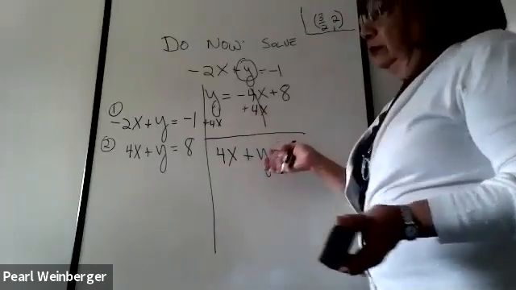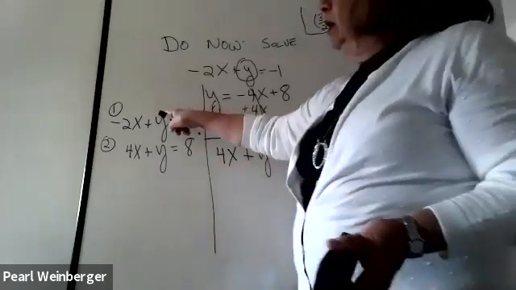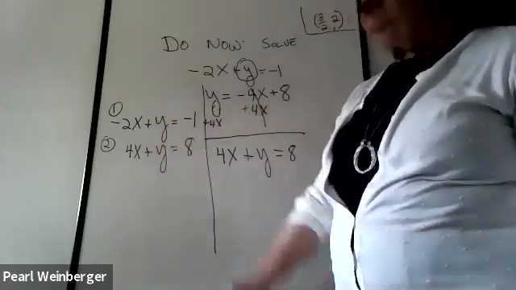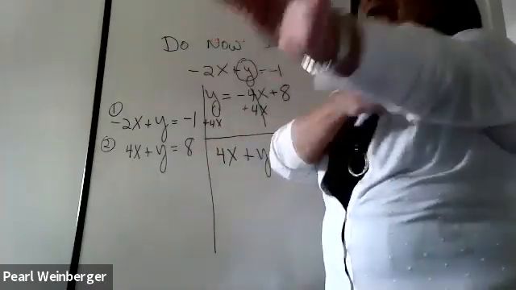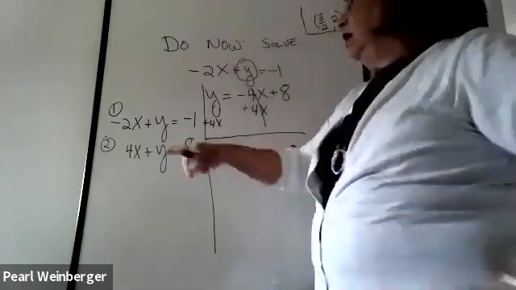Now you have your choice. Let's say we decide we want to get rid of the y's. We usually get rid of the x's. I'm just doing, let's do the y's. It doesn't matter. You can get rid of whichever variable you want.